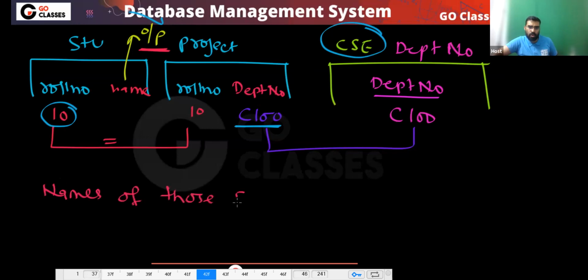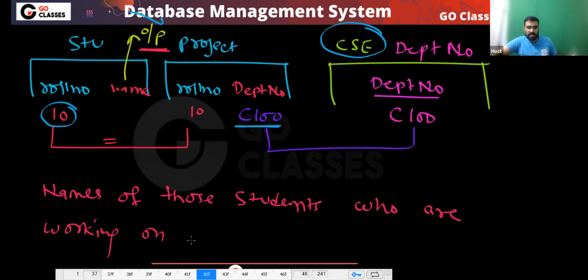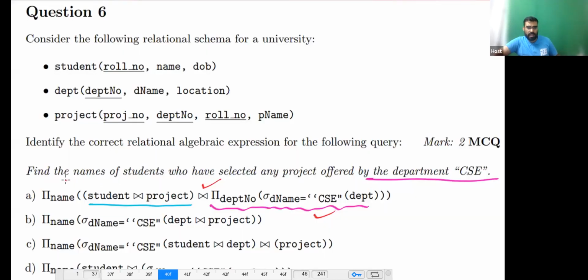So finally we got the names of those students who are working on some project in the CSE department, right? Very simple. So this is your answer: names of those students who have selected any project. The answer will be option A.